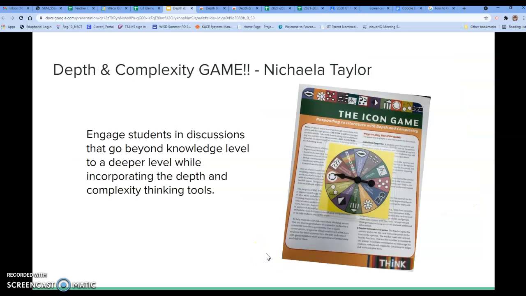There's also a game. This was fun to use for small groups, sometimes whole group. And it's a series of cards based on each of the icons, so different question stems for each. And what students would do is they just spin the little dial and they select a card from that icon and they have to respond to it. So it's kind of a fun, competitive way of building content knowledge and complexity.